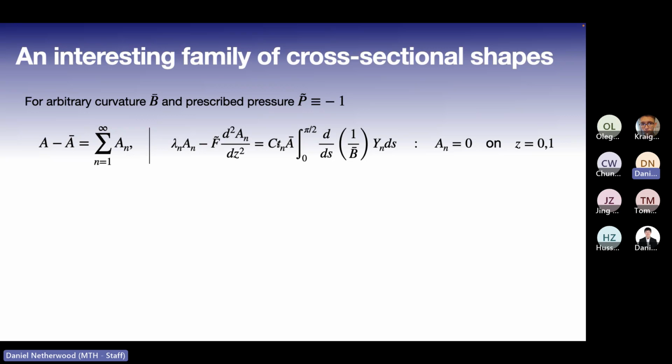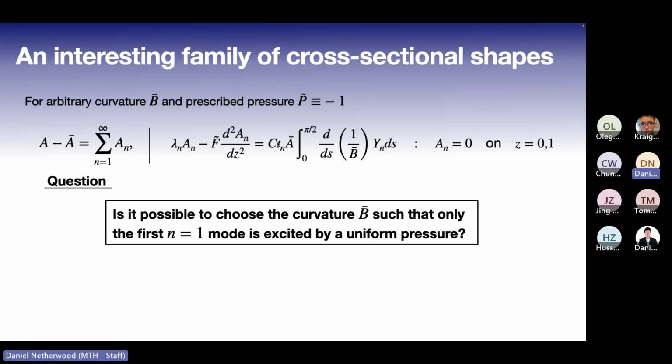Now what I want to do is talk about an interesting application of the work that I've already presented today. If we think back to the model that I described for the wall motion, and consider the case in which the pressure that deforms the tube is uniform, then for an arbitrary prescribed curvature V bar, the change in cross-sectional area was given by a sum of terms, where each term could be calculated as the solution to a simple boundary value problem.